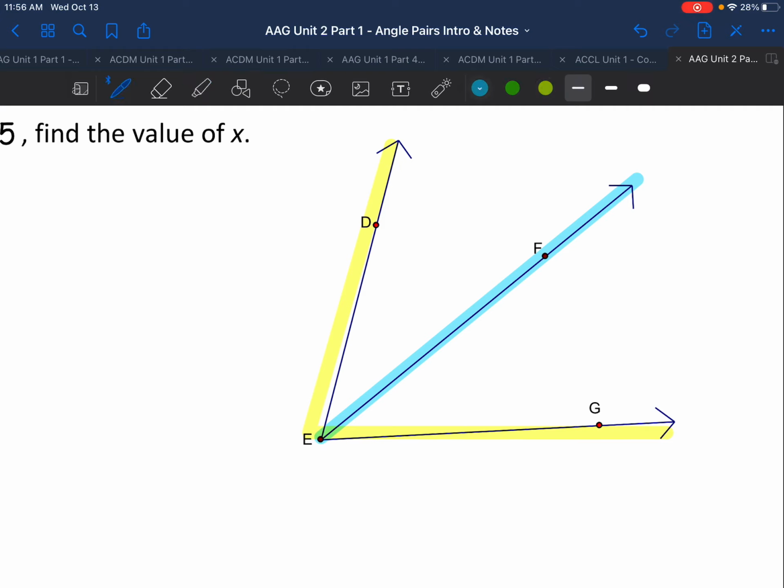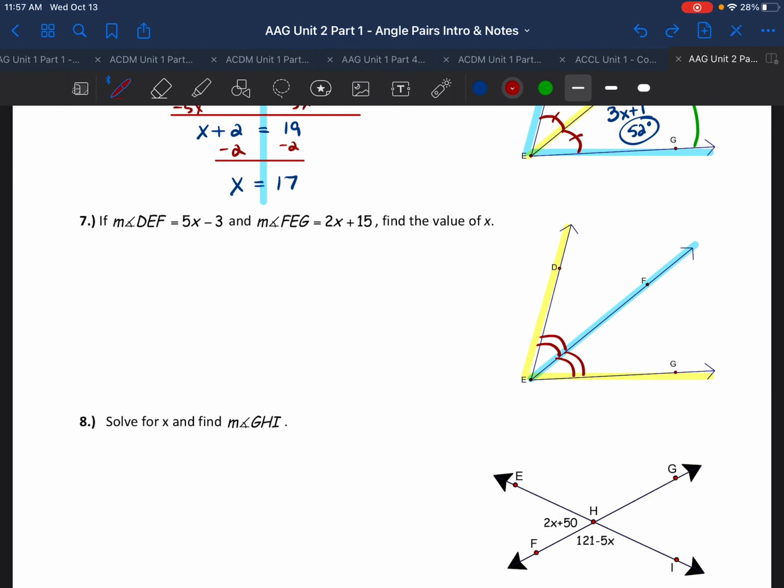What does that mean? Well, anytime we have an angle bisector, we have an angle split into two equal pieces. So this angle DEF and this measure angle FEG are equal. They are the same. Okay, so now let's see what they gave us. This one, number 7, is a little different. They gave us DEF is 5x minus 3, and they're also giving us FEG. Oh, yeah, this is different.